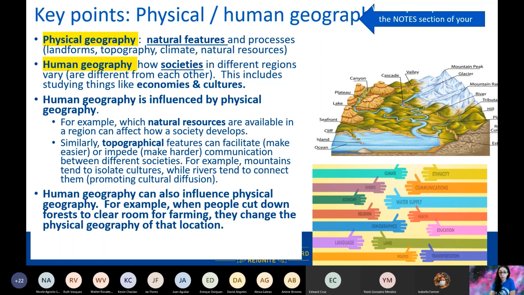Human geography can also affect physical geography. We changed the Earth in order to live here. You can see that when we cut down forests to farm food, when we industrialize and cause climate change over years and years and years. That's human geography affecting the natural features and processes of the Earth, physical geography.